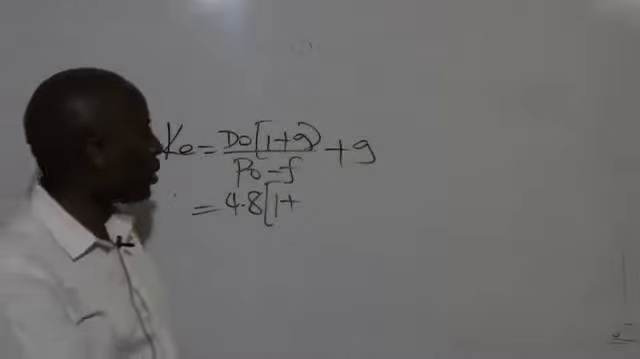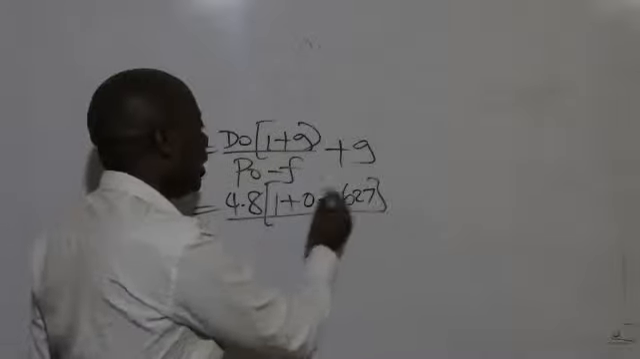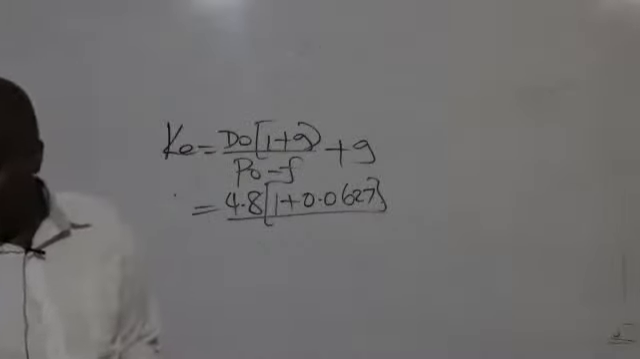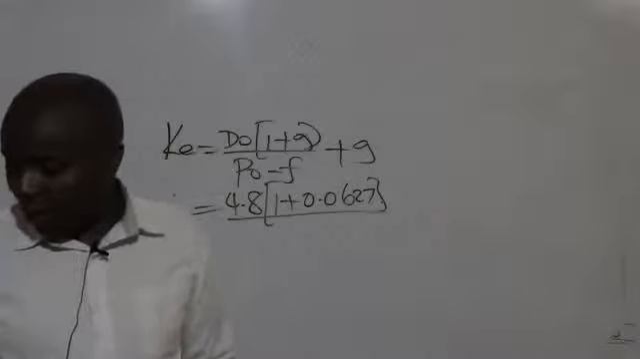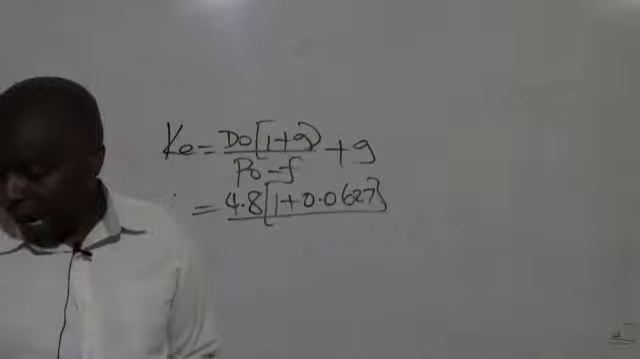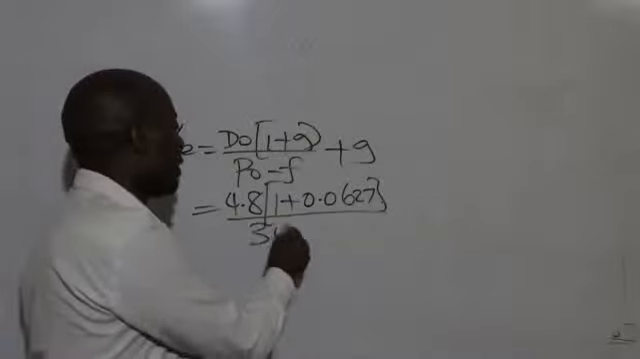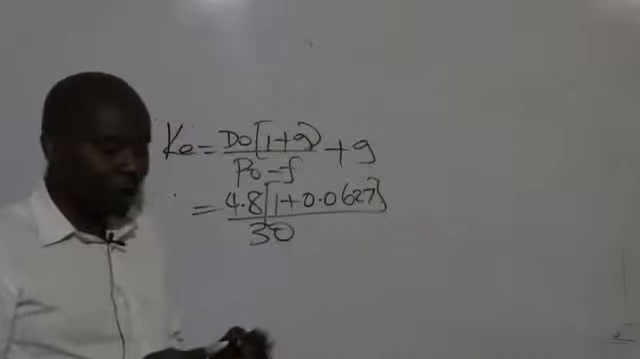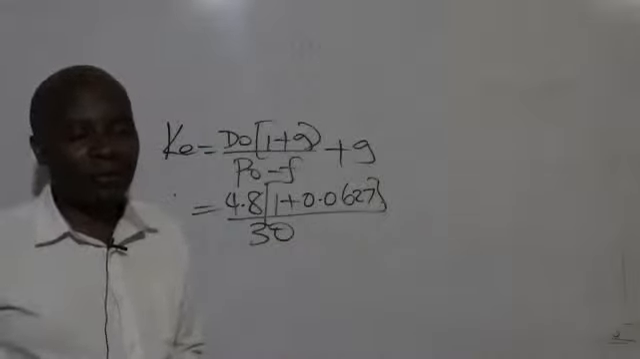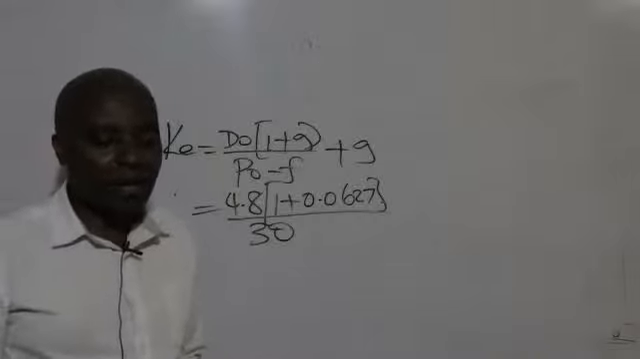6.27. Thank you very much. So plus 0.0627 all over P0. P0, ladies and gentlemen, the P0 you should have is the current market price per share. The current market price per share is 30. There's no flotation cost.